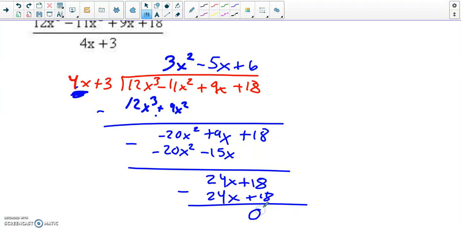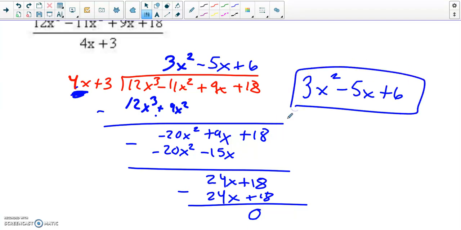We're actually left with nothing, meaning in this case there was no remainder. So our answer, when you do that division, is just you get 3x squared minus 5x plus 6, no remainder. So you don't need to write anything else.